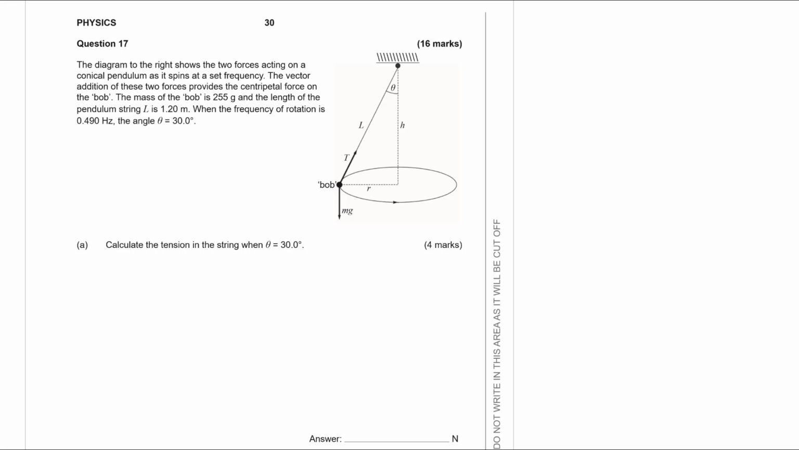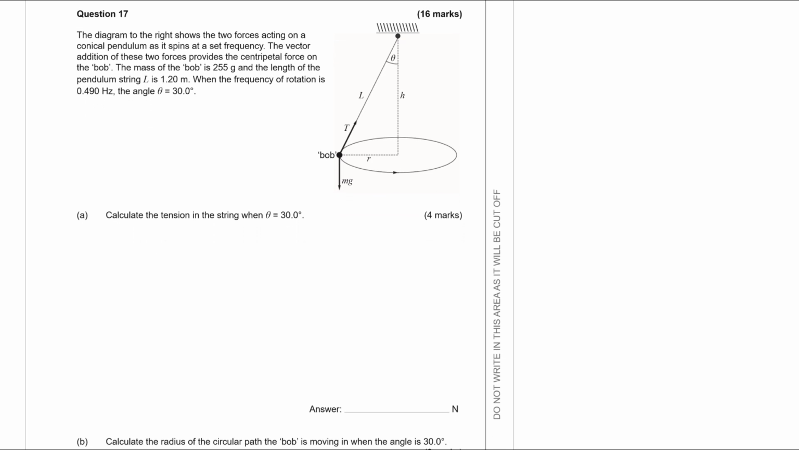You've got a conical pendulum, which is a bob that's doing a horizontal circle at the bottom as it's suspended from a fixed point here at the top. The first part of the question is telling you that the angle between the string and the vertical is going to be 30 degrees as it spins around, and it's asking you to figure out what the tension in this string is going to be.